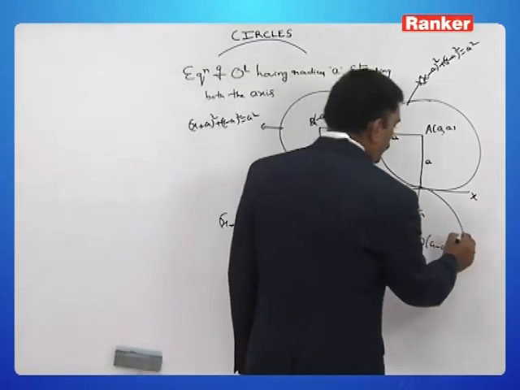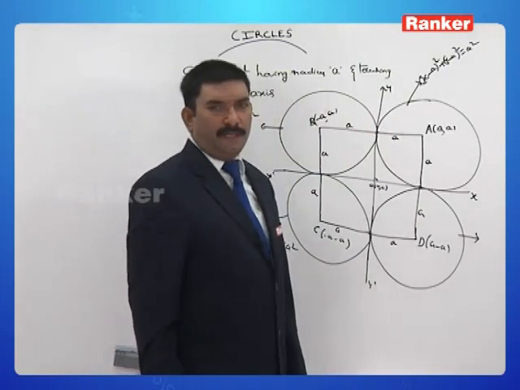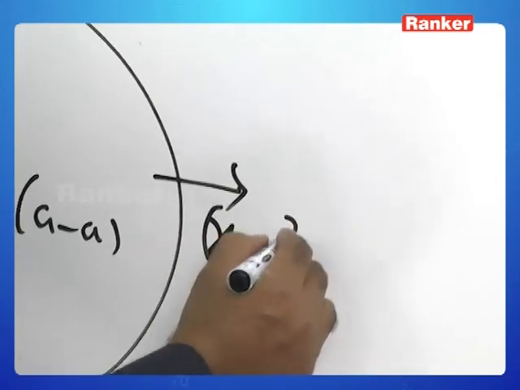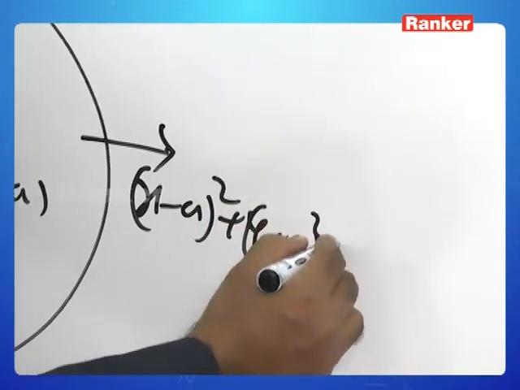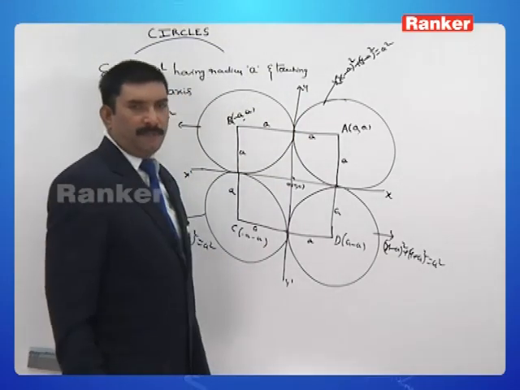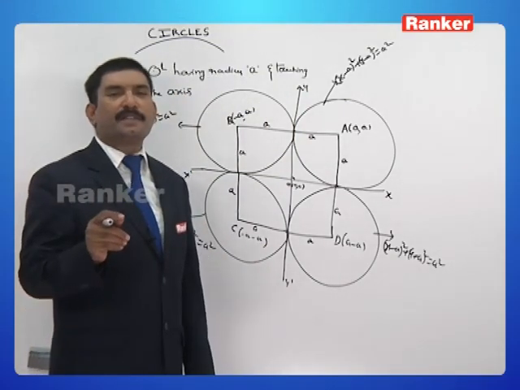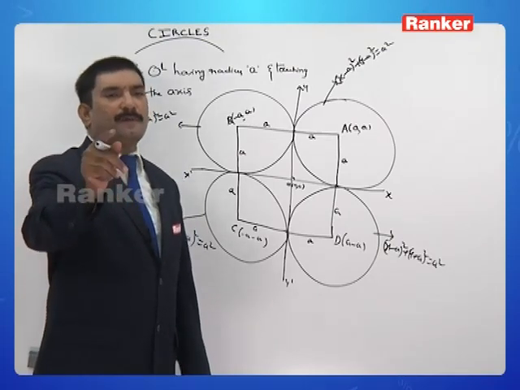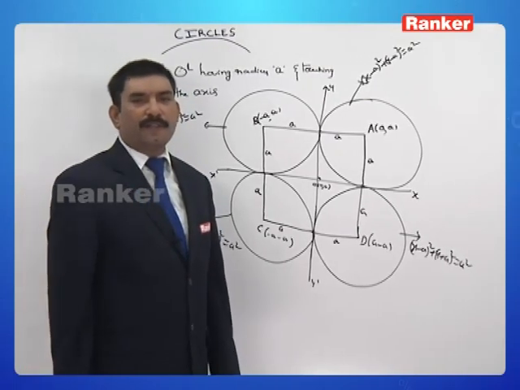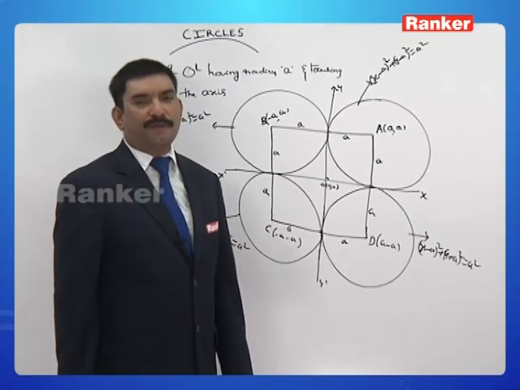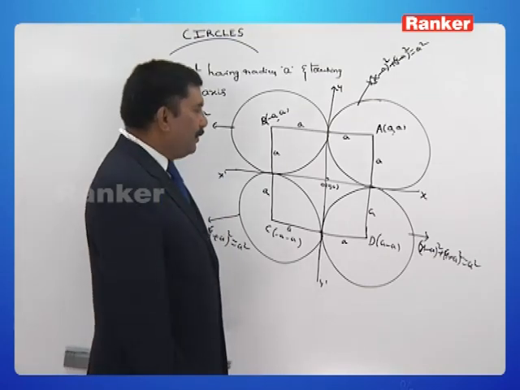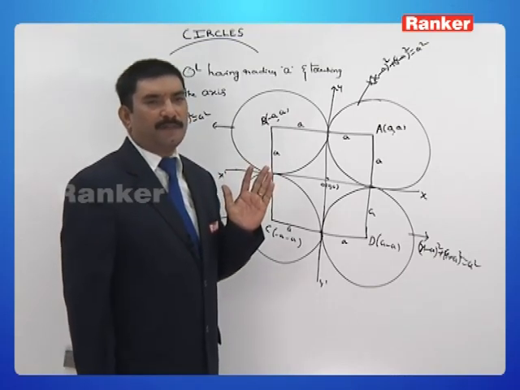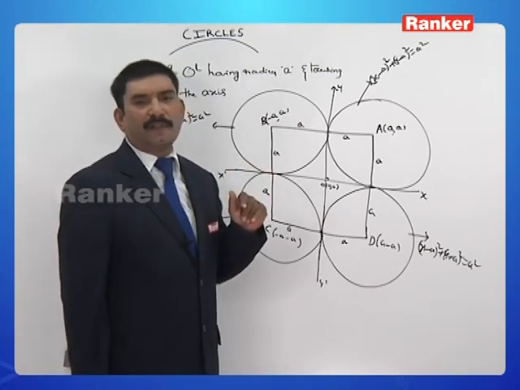Next, the equation of a circle touching both the axes in the fourth quadrant, I can write as (x minus a) whole square plus (y plus a) whole square equals a square. These are the respective equations of circles having radius a touching the axes in the respective quadrants, that is Q1, Q2, Q3 and Q4. Now we have discussed how to find the equation of circles touching both the axes in the first, second, third and fourth quadrant having radius a.